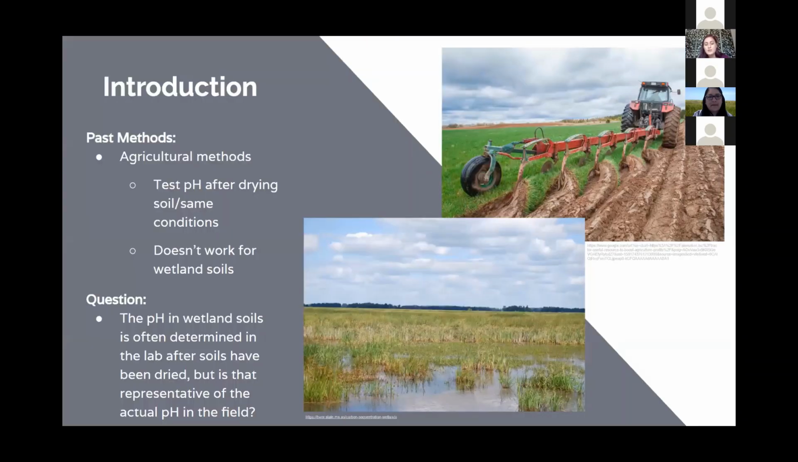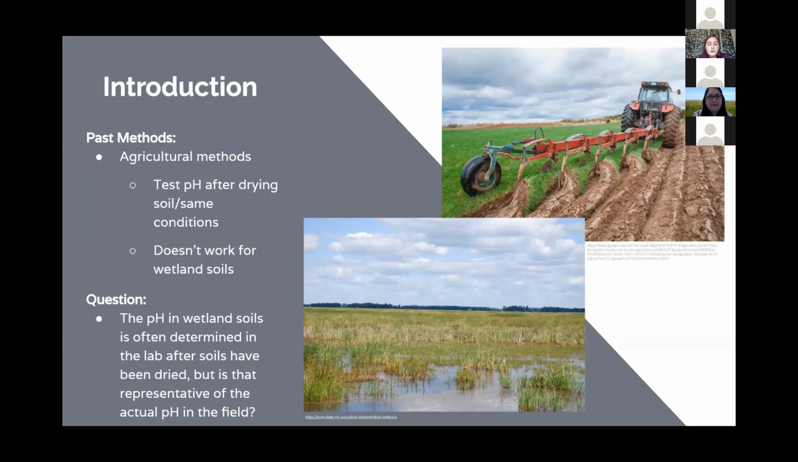So typically measuring the pH in wetland soils follows past methods that adhere to agriculture, yet they don't necessarily work for wetland soils. For example, when you dig up wetland soil and you dry it, you oxidize it and the pH should change significantly. Croplands, however, are already oxidized due to being tilled. Therefore, when you dry these soils, the pH shouldn't change. So all of the previous measurements are developed for cropland soils, but they're still being used to study wetlands.